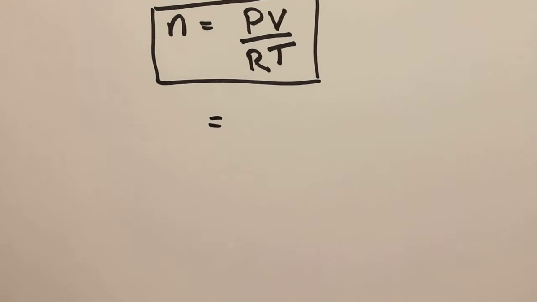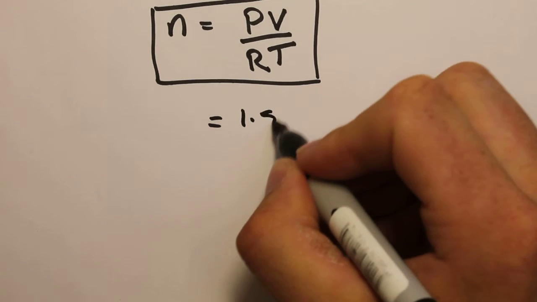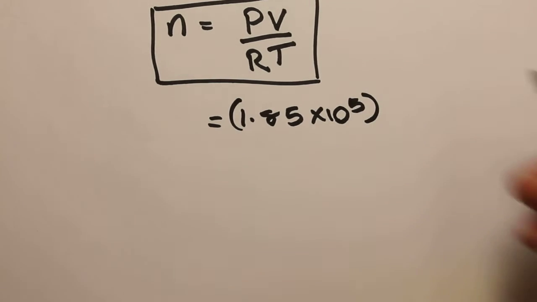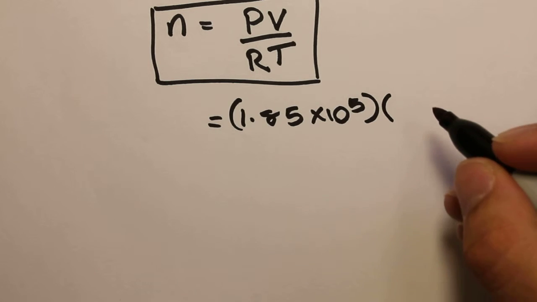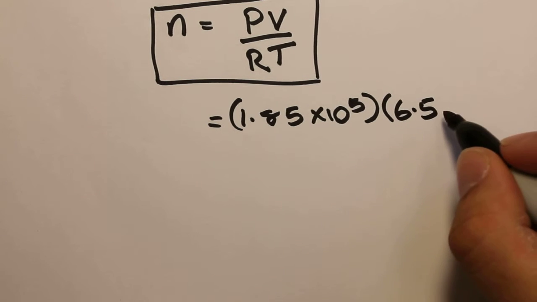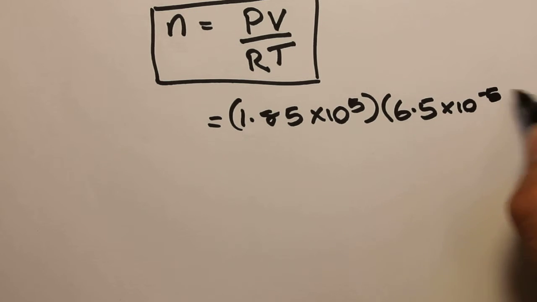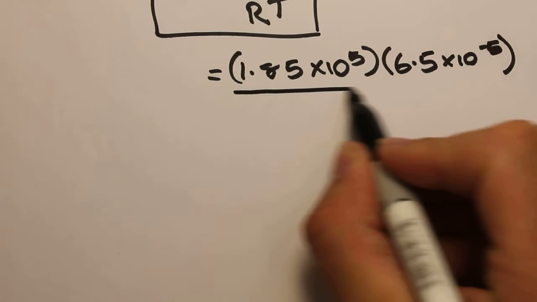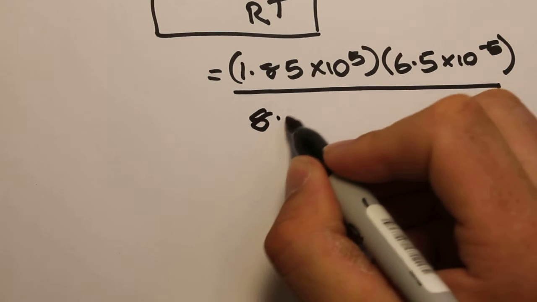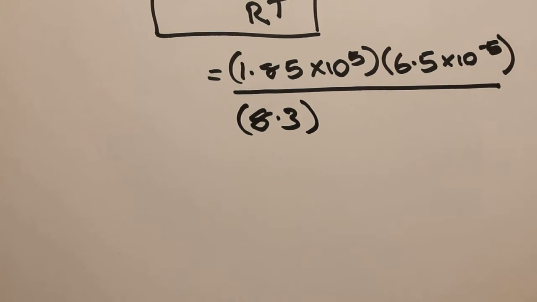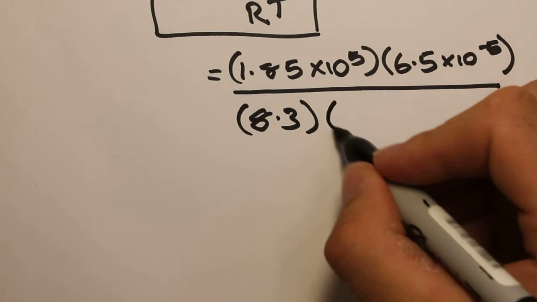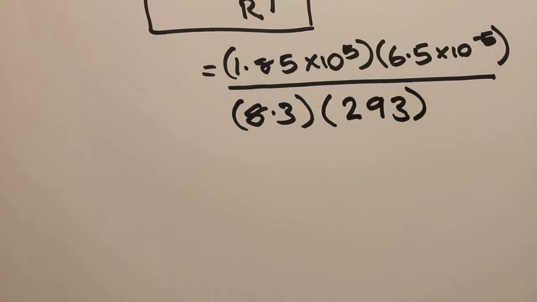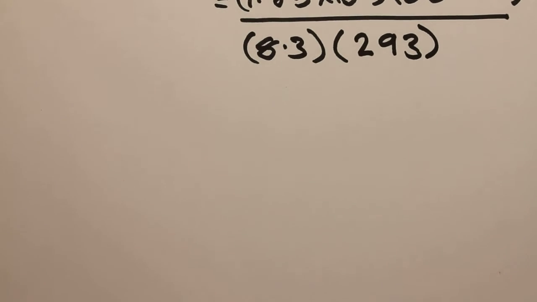So our pressure is 1.85 by 10 to the 5 pascals, and remember it must be in pascals. Our volume is 6.5 by 10 to the minus 5 meters cubed, and remember it must be in meters cubed, divided by R, which is 8.3 joules per Kelvin per mole, and multiplied by our temperature of 293 Kelvin, and that has to be in Kelvin. If that was given in degrees Celsius, we would have to change that around.